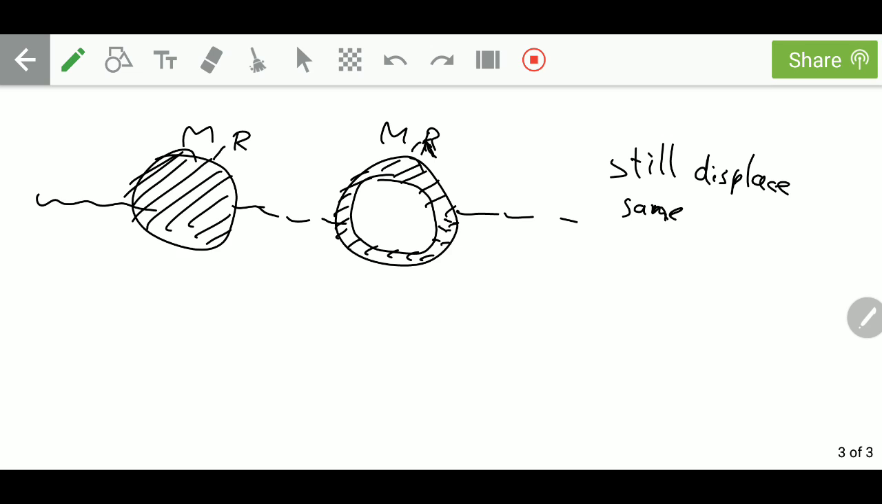In one case, the entire solid sphere is displacing fluid, but in the other case, it's just the hollow sphere of mass, but then the air or the vacuum inside also displaces water. So they still displace the same amount of fluid.